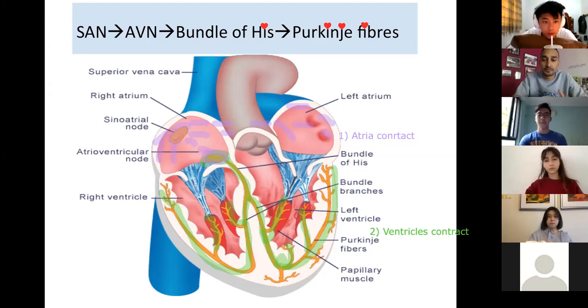Is there only one sinoatrial node? Yes. Wait, so it only exists in the right atrium? Correct. What if someone has it in the left one? I don't think it should matter. I think it just might be weird if you were having a problem with it.